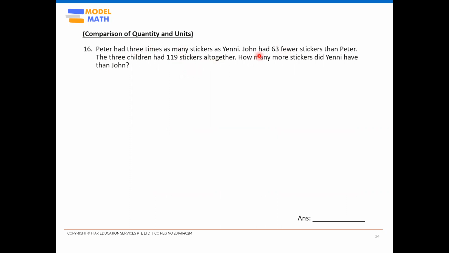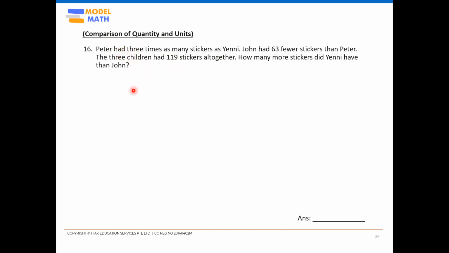So with all these comparison statements and the total given to us, the only way we can continue from here is to record down a comparison model. There is no way we can do this without the model unless the question provides us with a value of either Peter, Yenni, or John. Then that one is possible to do without a model. All right, so let's begin by drawing the model for the first sentence. Always begin with the first sentence to draw your comparison first.